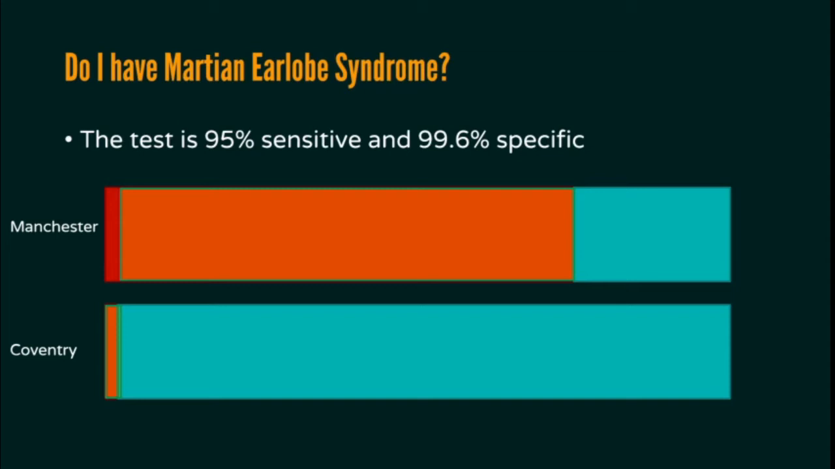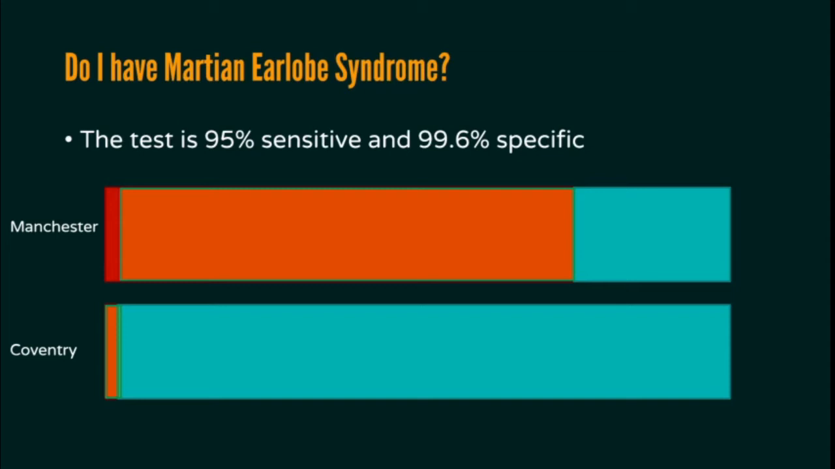The test is still a good test, but its value is changed. It's changed by this thing that we call the base rate, the rate of that illness in the population. If treating Martian earlobe syndrome involved chopping off your ears, you might start to think carefully about whether you want to do that if you're in Coventry. This illustrates the importance of considering those base rates in statistics, and as you'll see later, introduces the idea of contingent probability. But it doesn't tell us about Bayesian statistics quite yet.